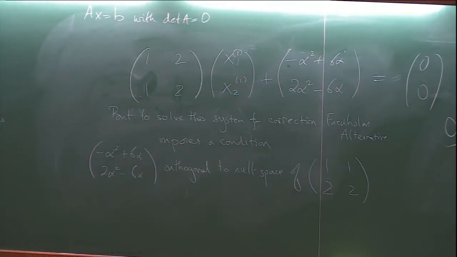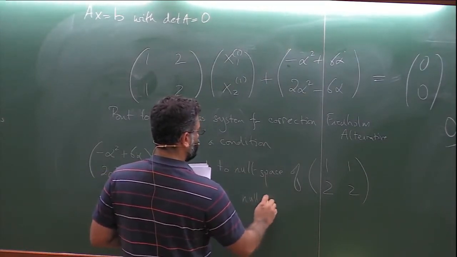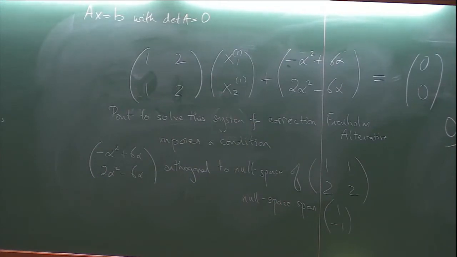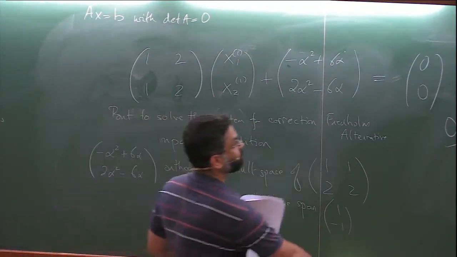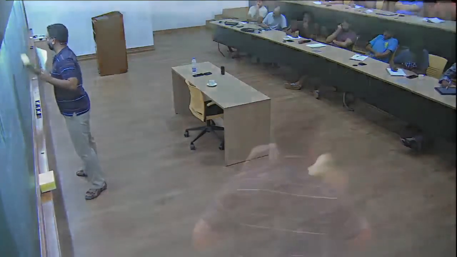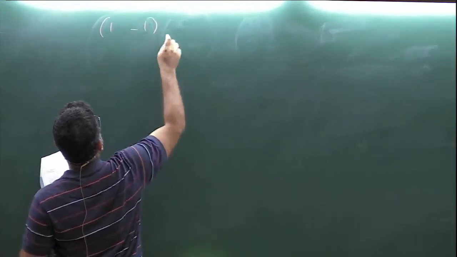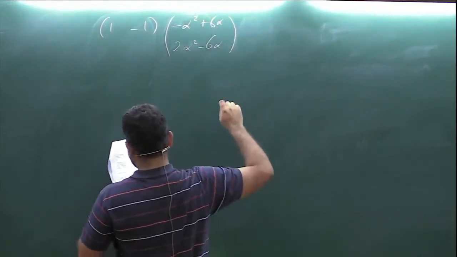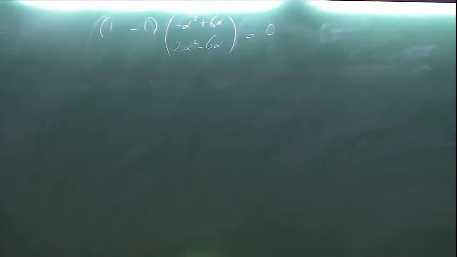What's the null space of 1, 2, 1, 2? 1, minus 1. Right? So the null space is the span of 1, minus 1. Any number times 1, minus 1. Okay? Very good. All right, so that means 1, minus 1 multiplied by minus alpha squared plus 6 alpha, 2 alpha squared minus 6 alpha should equal 0. So there's your scalar condition of the perpendicularity. Now you can see that this would turn out to be a quadratic in alpha, and so then it determines alpha.